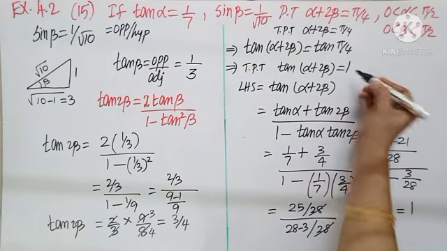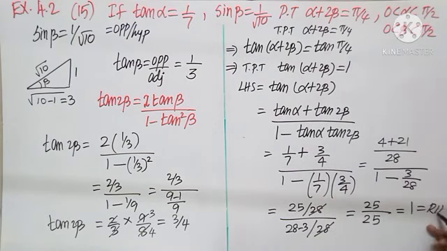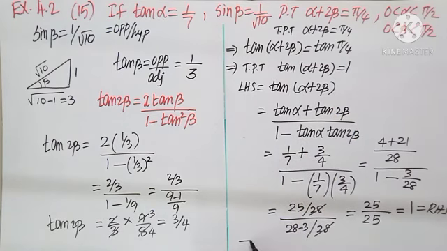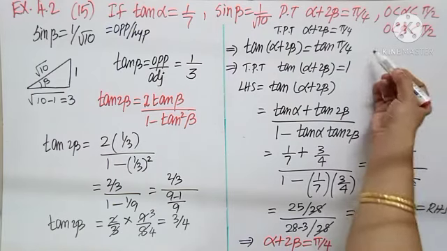And 1 is the RHS here. So, we have shown tan of alpha plus 2 beta is 1, or I can say alpha plus 2 beta equals pi by 4, and that is actually the question that we wanted to show.